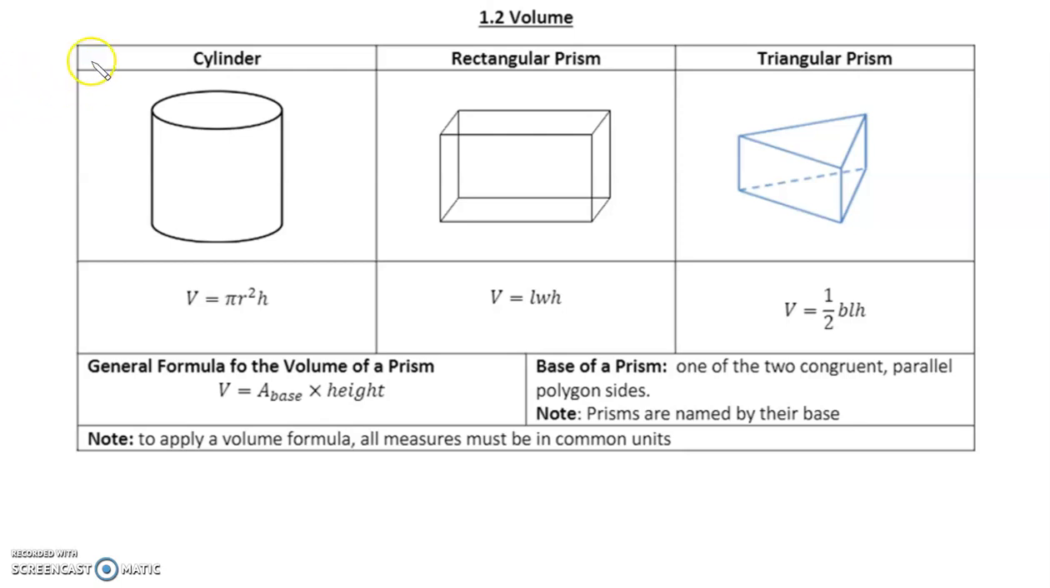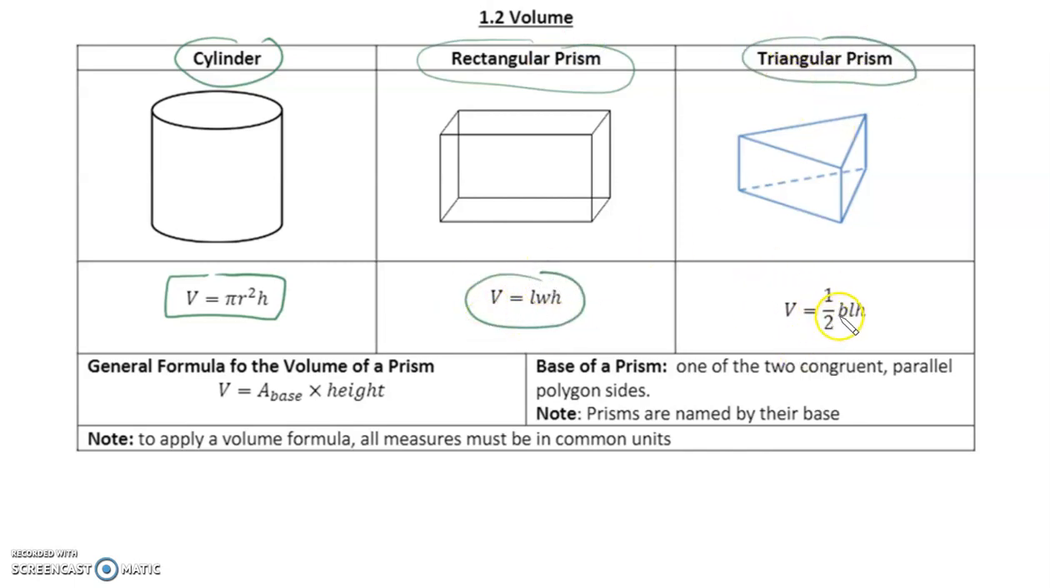1.2 volume. So we're going to focus on three different shapes here. Okay, we have a cylinder. We use this formula here, pi r squared h, to find the volume. Okay, we have a rectangular prism, and we're going to use length times width times height to find the volume, and then a triangular prism, half the base times the height, and then times the length.